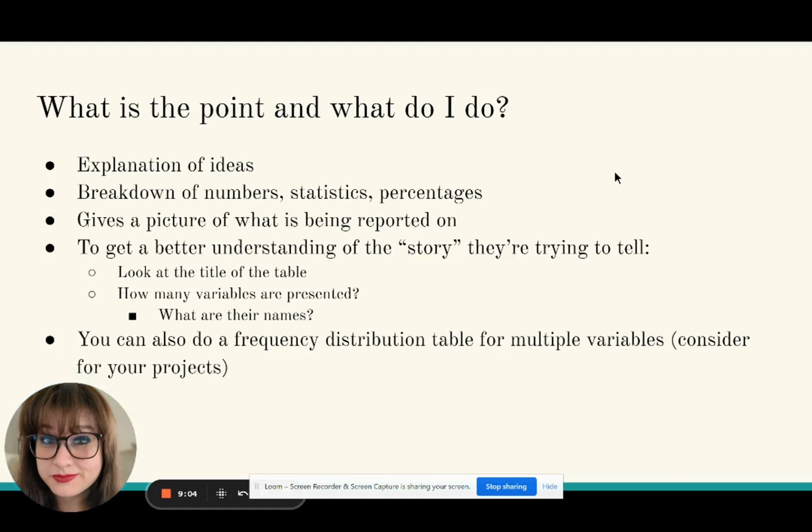Not in terms of who's doing the study, but who participated, who answered: the population or the sample that you're working with. It tells you which variables were calculated and what questions were asked. And it gives you a description of what it's about, normally. You can have frequency distribution tables for multiple variables, but we're not going to worry about those just yet.